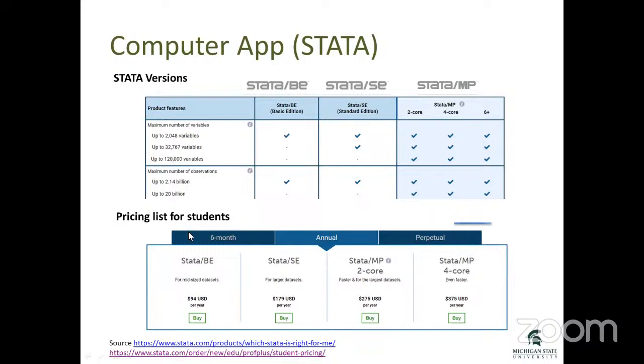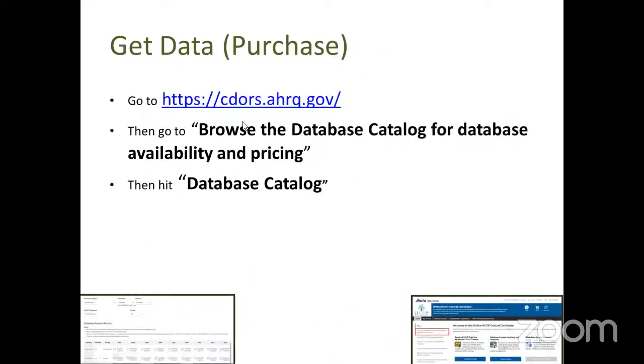And there is a pricing list for the student. Also, it depends on the time we need it for. It's going to be 6 months, annual, or it's going to be forever, for the whole life. So at the end, we can go to get the data, or to get the NIS.